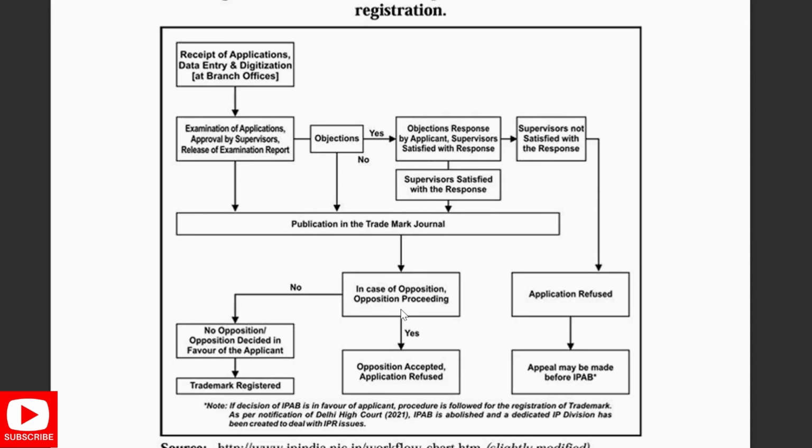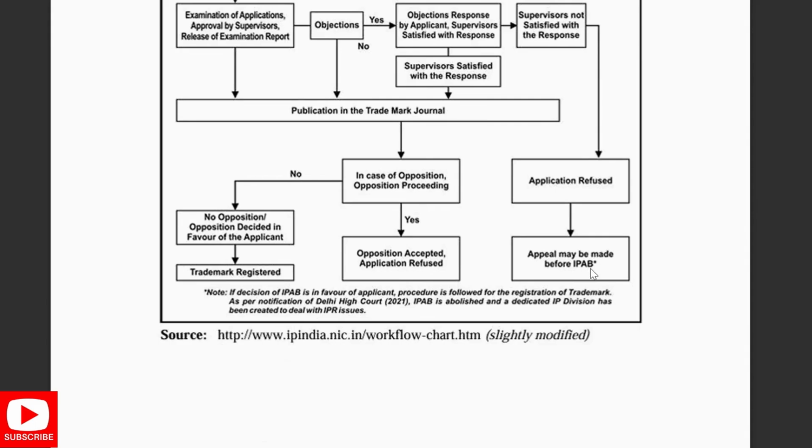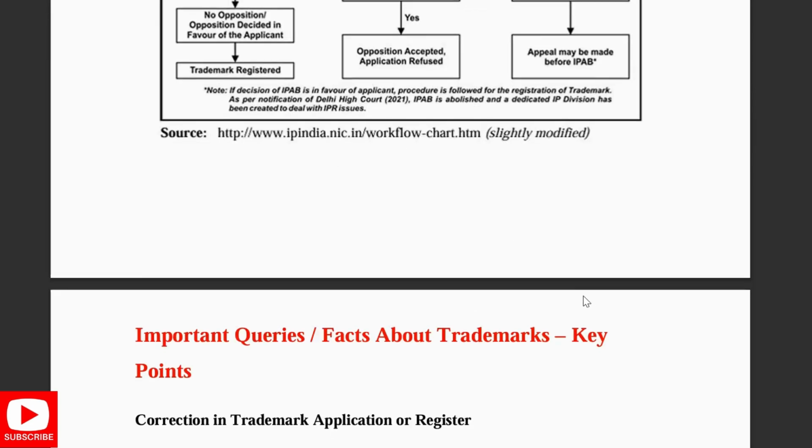So again, in case of opposition, the opposition proceeding is done. If it is accepted, then it is refused. If it is not accepted, then no opposition. If there is no opposition, then the opposition is decided in favor of the applicant and the trademark is registered. If your application is rejected, an appeal may be made to the IPAB also. If the decision of IPAB is in favor of the applicant, the procedure is followed for the registration of the trademark, again as per the notification, as I said just above.